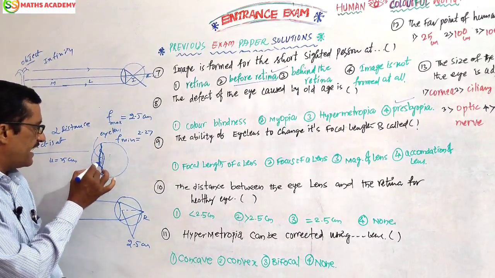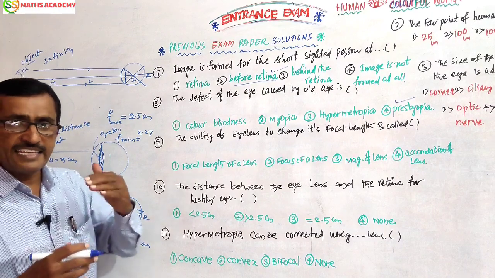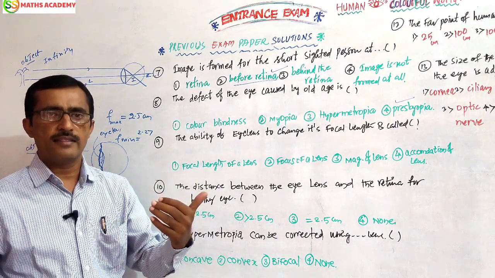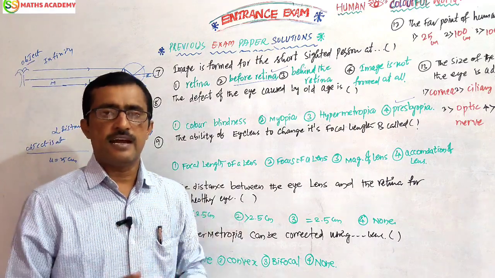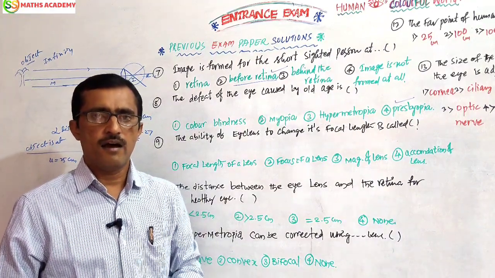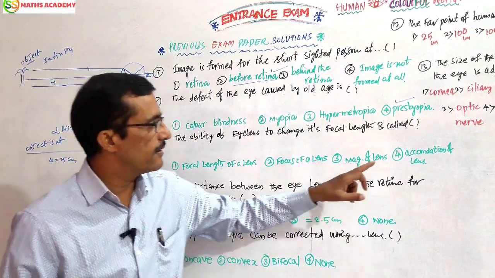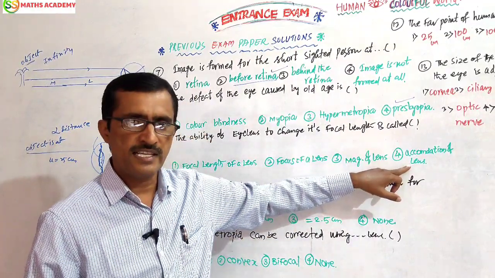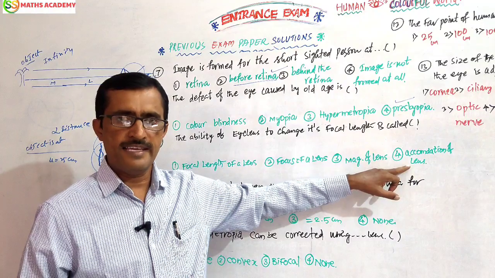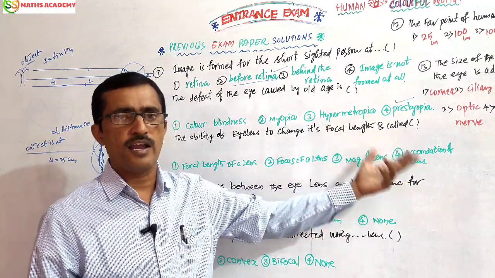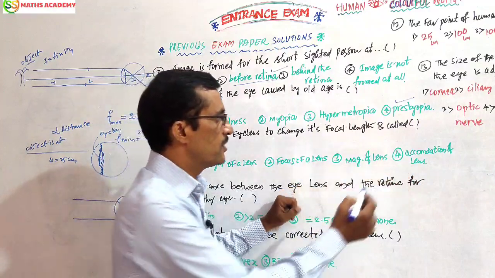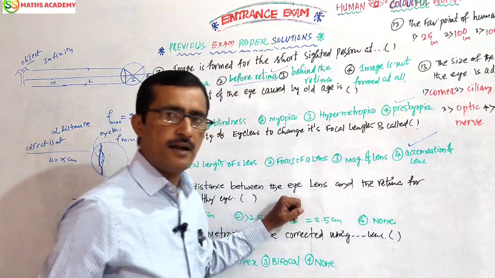So what is the greatness of the eye lens? The eye lens can adjust its focal length with the help of the ciliary muscles. That's why the adjustment of the focal length of the eye lens is called accommodation. Otherwise, the ability of the eye lens to adjust its focal length is called accommodation. So, the fourth option is the correct option.